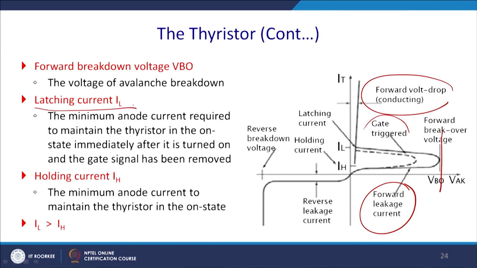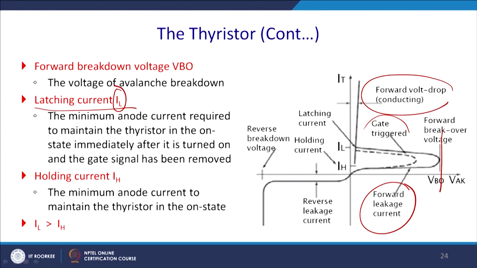There are two important parameters. One is called latching current. Latching current is associated with the turn-on process. Once the thyristor is turned on, the thyristor current is required to go above the value of IL. Then if you remove the gate, it will still remain in forward conducting mode. So, it is the minimum anode current required to maintain the thyristor in the on state immediately after its turn-on, once the gate signal has been removed.